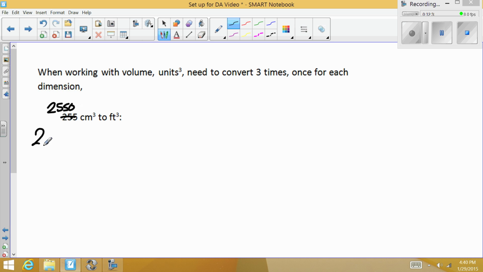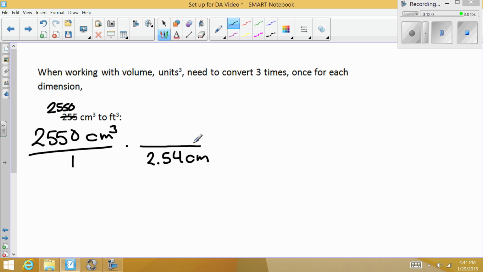So start with writing out our given dimension, centimeters cubed, and again putting it over 1 just helps us line up numerators and denominators, makes it easier to see the path we need to follow. In this one I'm going to do a little bit of shortcut. You can decide if you like the shortcut method or if you prefer to write things out longhand. So I know that 2.54 centimeters is equivalent to 1 inch.